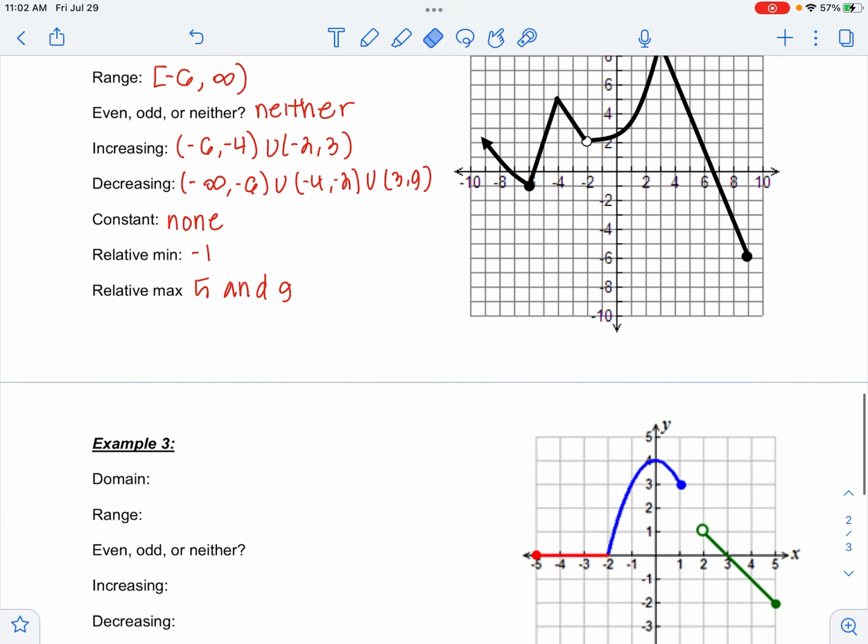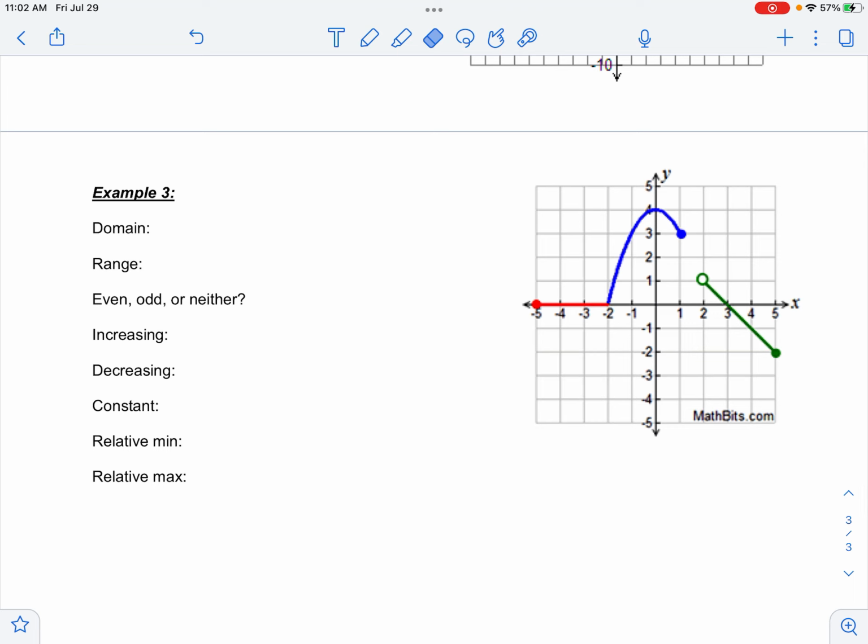Next one, go ahead and pause the video and try on your own. All right, your domain, -5. That's where your x values start. And then, if you look, they keep going. I should probably be highlighting instead of just saying it. So start here. Keep going. They do not stop at this red because notice they pick right back up. Keep going. There's still x values here. And then they stop here.